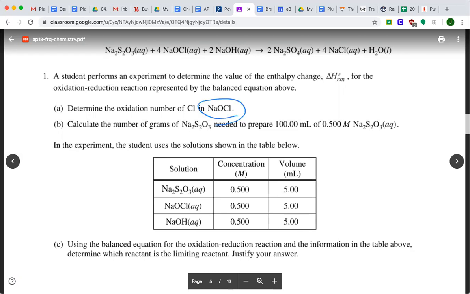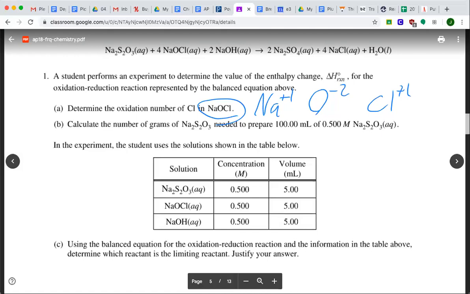O has to have a -2 oxidation number, which means, and you know that sodium is going to be +1 because it doesn't have another oxidation number. And so Cl is going to be +1 also, so that this chemical will have a balanced charge. Okay, so +1 for sodium, +1 for chlorine, and then -2 for oxygen.